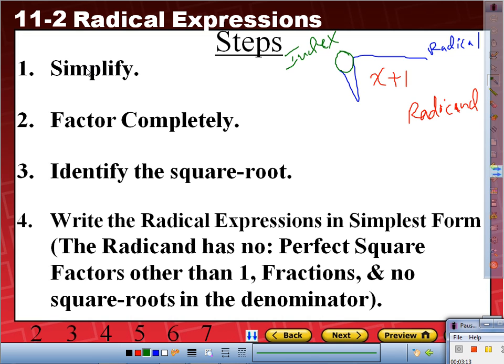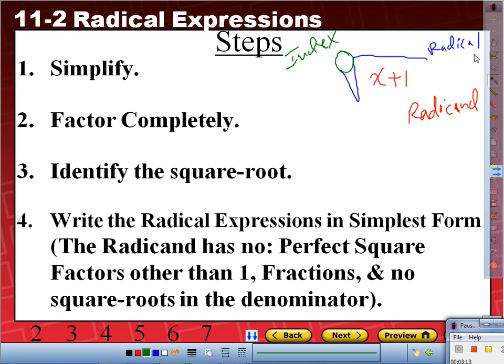Okay, so once again, key steps. If you skip any of these steps, you're going to end up with a wrong answer. So make sure the very first thing you do, you simplify. What do we do first? From there, once we simplify, or if the radical expression is already simplified, then the next step is to factor completely. From there, you identify the square roots, but remember, at the end, we need to write the radical expression in simplest form, which means we need to simplify again. What does that mean? That the radicand, which means the expression inside, has no perfect square factors other than 1, it's not a fraction, and there are no square roots in the denominator.